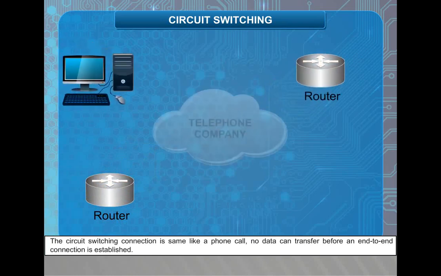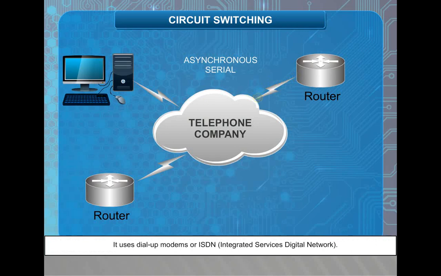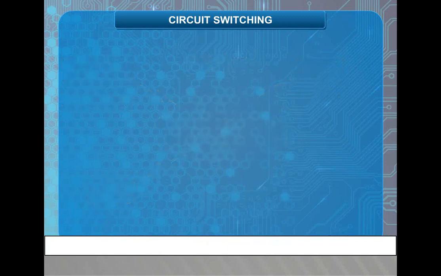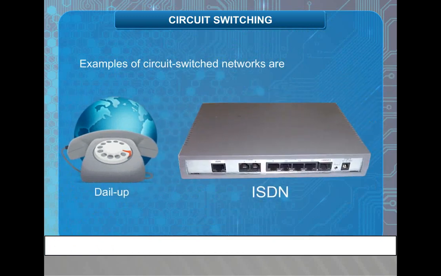Circuit switching. The circuit switching connection is the same as a phone call. No data can transfer before an end-to-end connection is established. It uses dial-up modems or ISDN, Integrated Services Digital Network. It is used for low bandwidth data transfer. Examples of circuit switched networks are dial-up and ISDN, Integrated Services Digital Network.